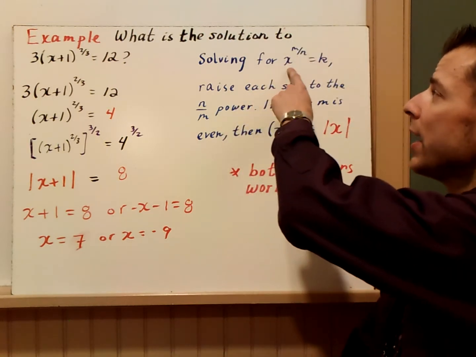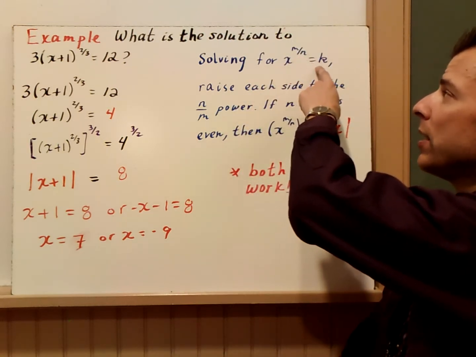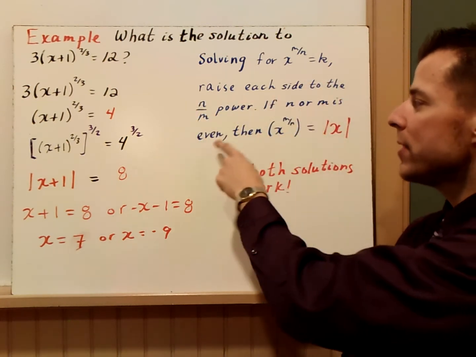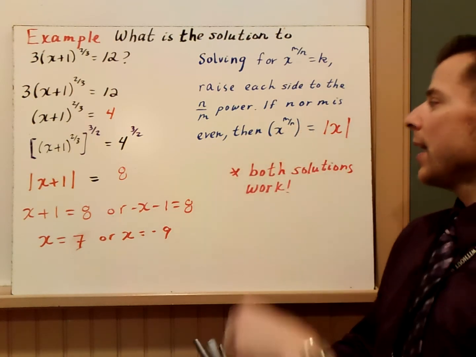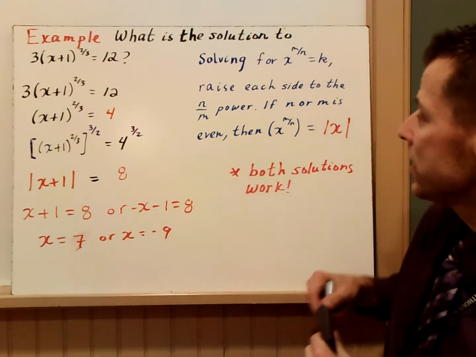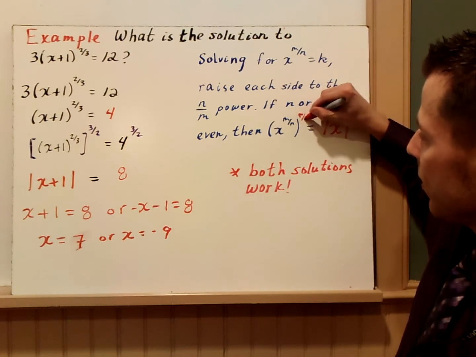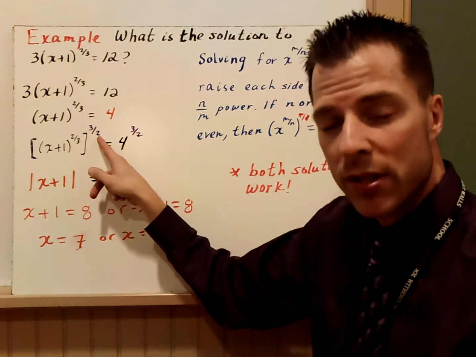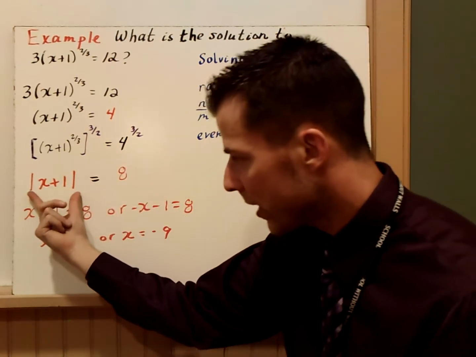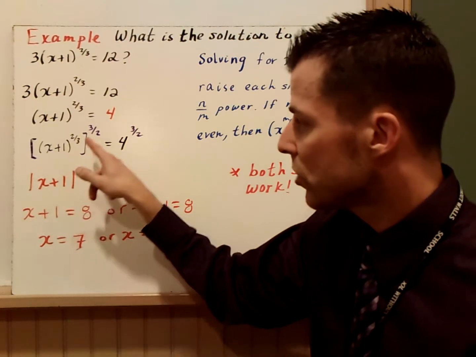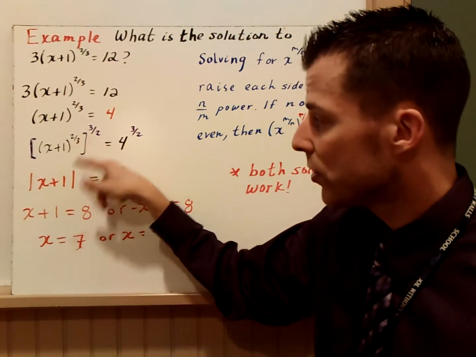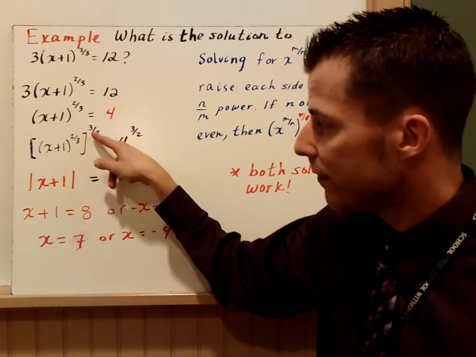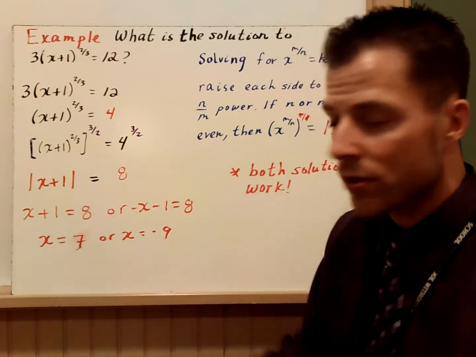When you solve x raised to the m/n equals k, you raise each side to the n over m power. If n or m is even, then x raised to the m/n power raised to the n over m power equals the absolute value of x. The denominator's even here, so we have to write this in absolute value. If this was the 3/5 power and 5/3, you wouldn't be writing absolute value. But because the numerator or denominator on that fraction is even, you use the absolute value.